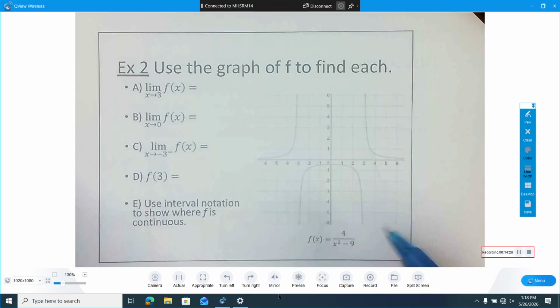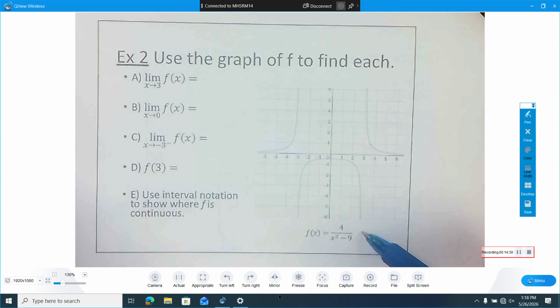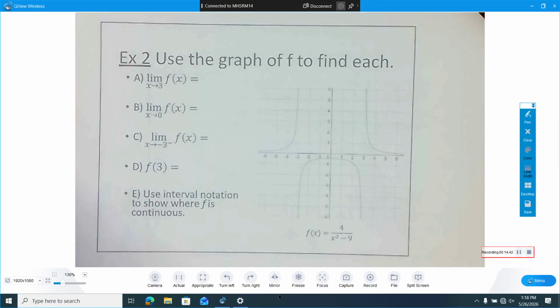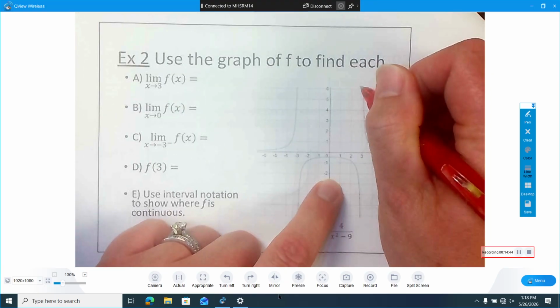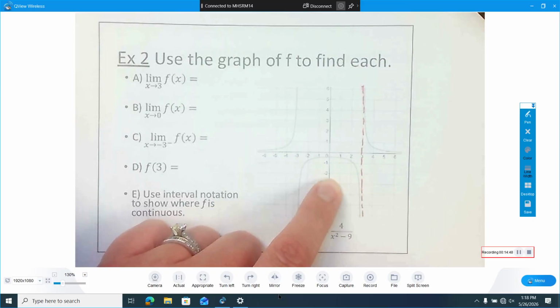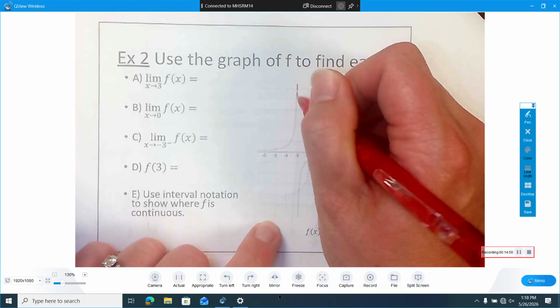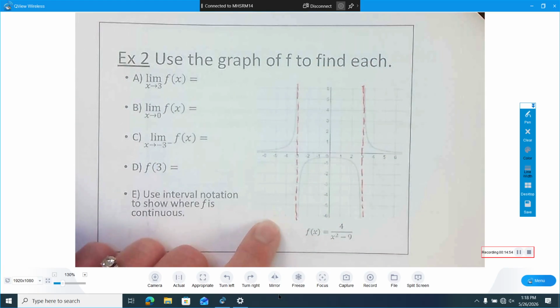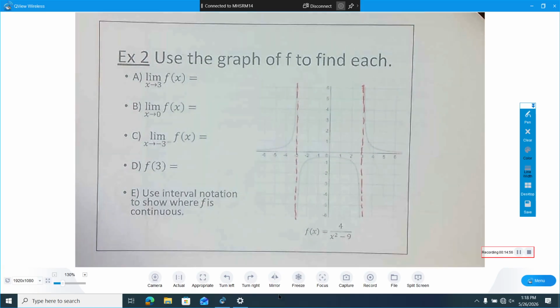Use the graph of f. Here's my graph of f. I gave you the function here, 4 over x squared minus 9. What's the limit as x approaches 3? Does not exist. We can see here that there's a vertical asymptote at +3 and -3. Where did those numbers come from?